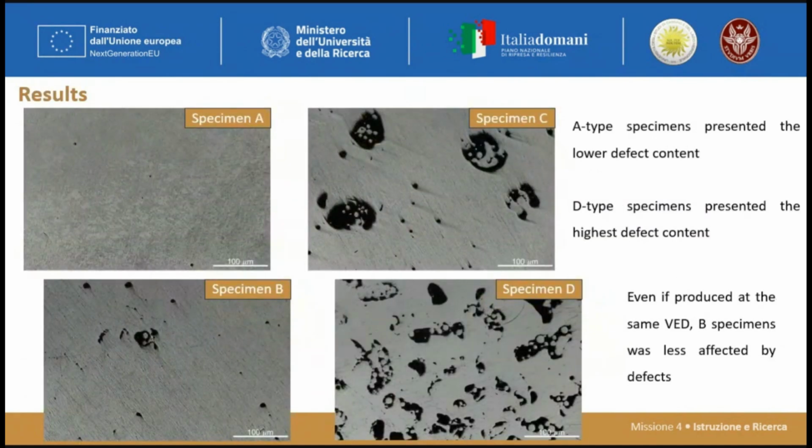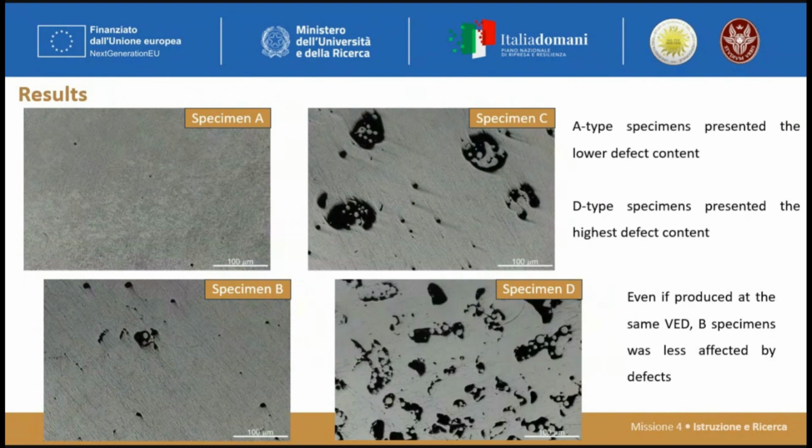Here we can see some micrographs of the specimens that were prepared through traditional metallurgical techniques. The first specimen, that is A, presents very few defects. We can see only some gas pores, very, very few. As concerns specimen B, I want to remind you that specimen A was produced with the highest level of energy.